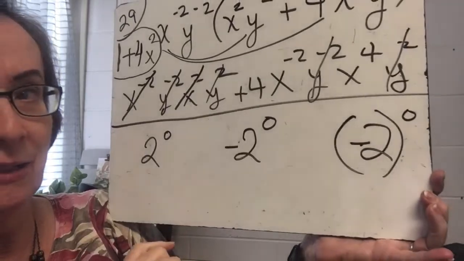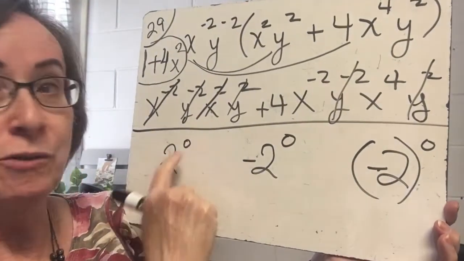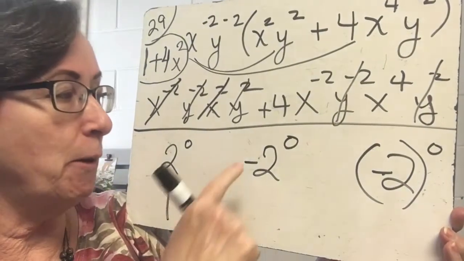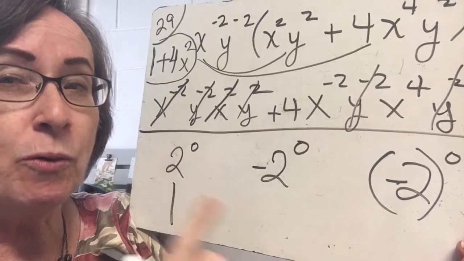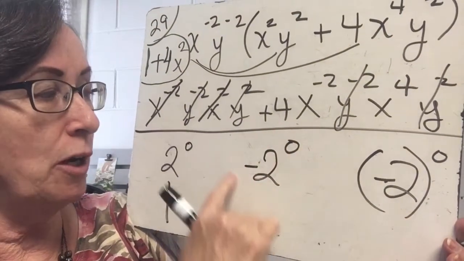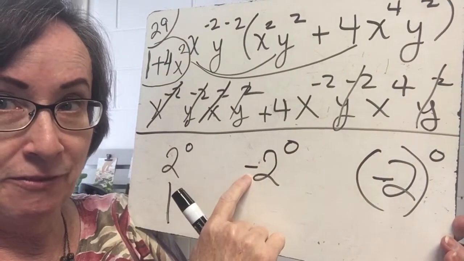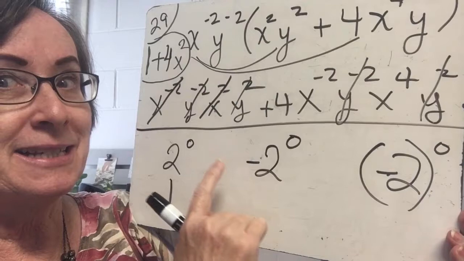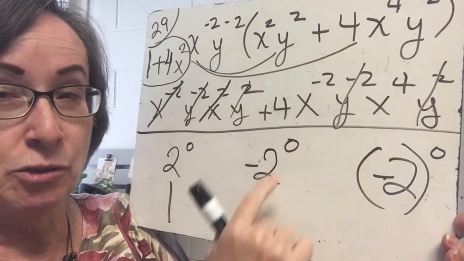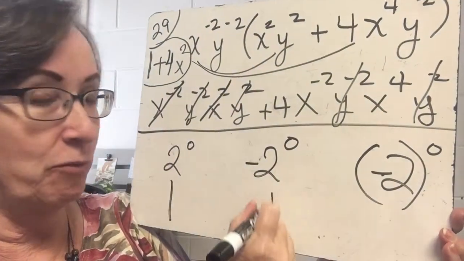All right, so now let's look at this. They're trying to get us to see something very important here. 2 to the 0 is 1. The exponent always applies to the number or the variable right before it. That means because there's no parenthesis here, the 0 does not apply to the negative. So this is the same thing as the opposite of 2 to the 0. Well, 2 to the 0 is 1. So the opposite of 1 is negative 1.